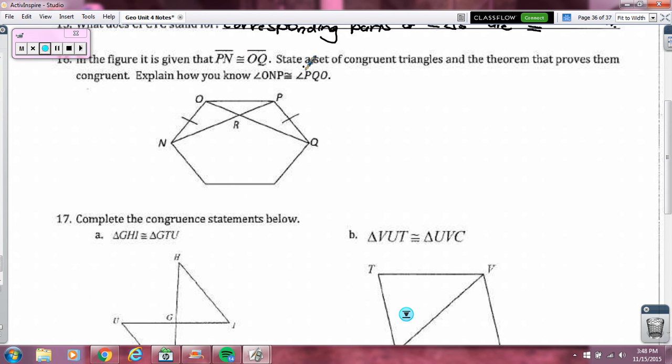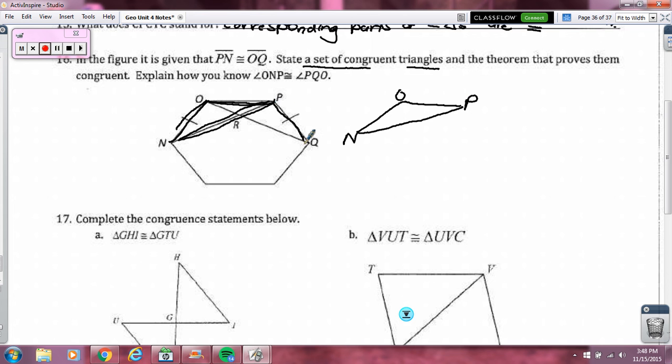We want to be able to say what triangles are congruent. It's kind of hard to see when it's all mushed in here all together, so my recommendation would be let's draw the two triangles we see out separately. So I see triangle NOP, which I'm making bold right here, NOP, and I also see OPQ.